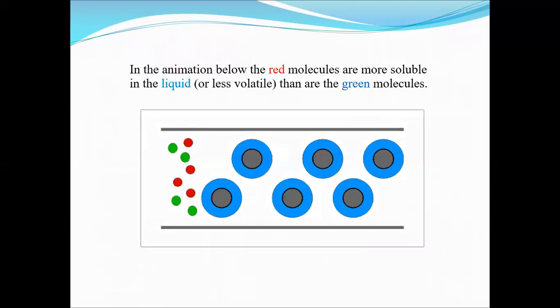Now, just see the animation here. The red molecules are soluble in the liquid and they are less volatile. The green molecules are somewhat more volatile. They're coming out fast along with the mobile phase. Red molecules, soluble in liquid and less volatile, come later, while the green molecules come out first.